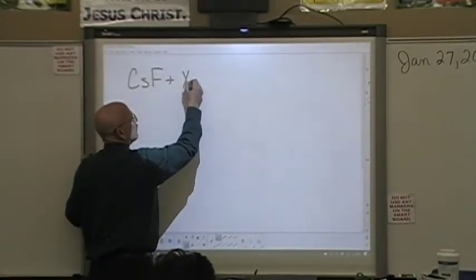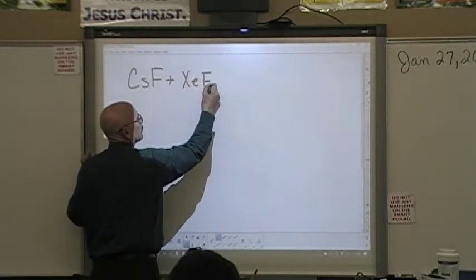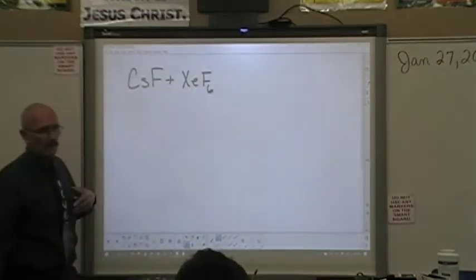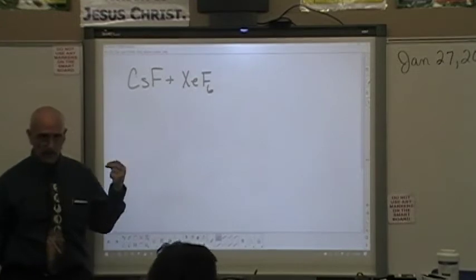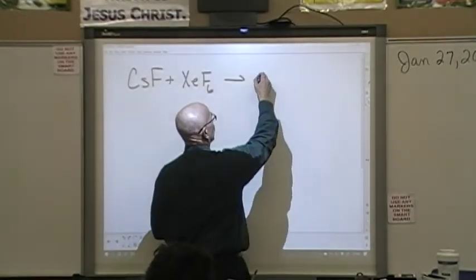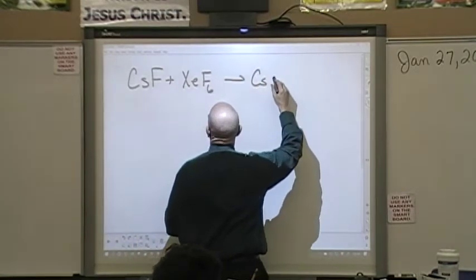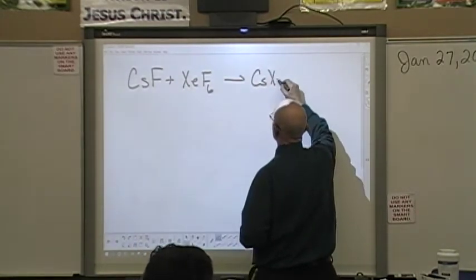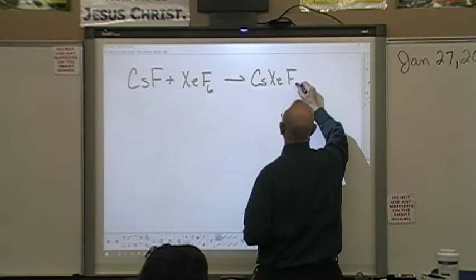So we got xenon and 3 fluorines reacting together. Xenon hexafluoride, definitely covalent, 2 nonmetals. And when we put them together in a synthesis reaction, we get cesium xenon heptafluoride. Crazy, right?